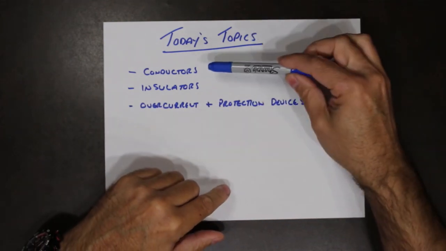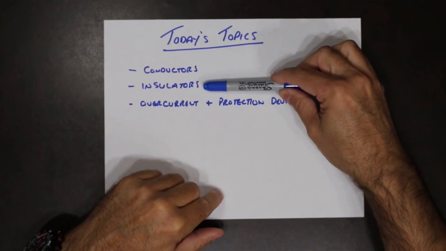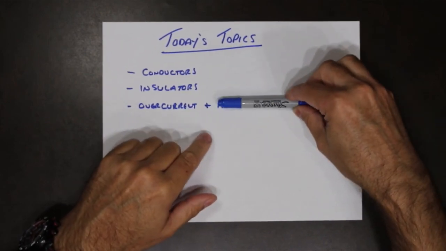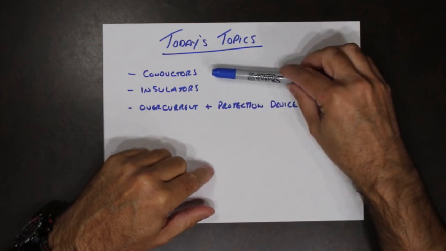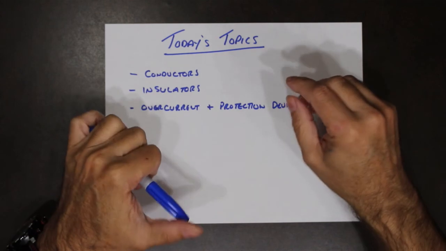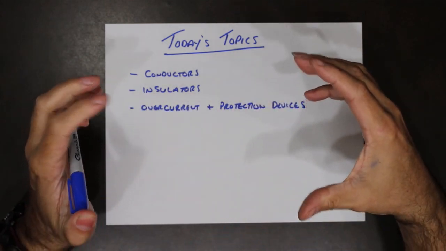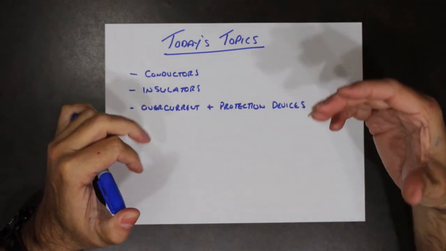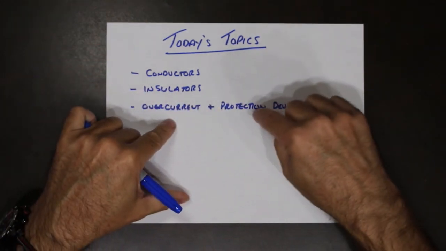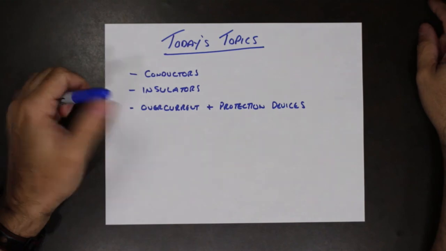Today's topics, we're going to talk about conductors, insulators, and overcurrent and protection type devices. So, what makes a conductor a conductor? What makes an insulator an insulator? Some of the properties of it, something that has to do with the transmission of electricity from one place to another, and then looking at protection devices.